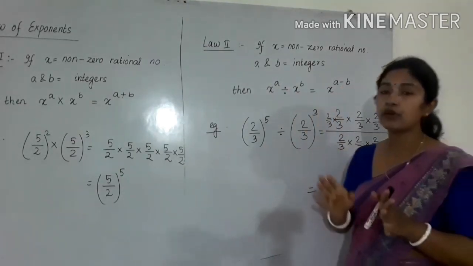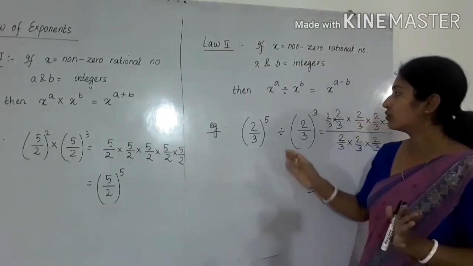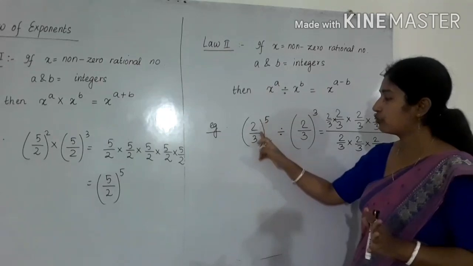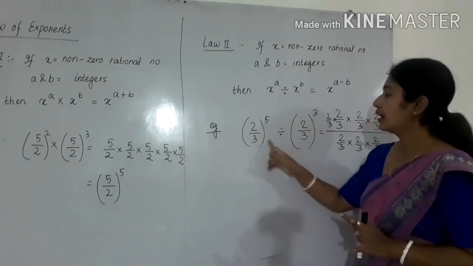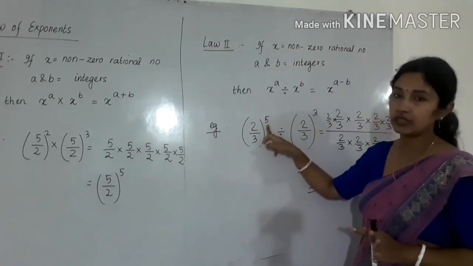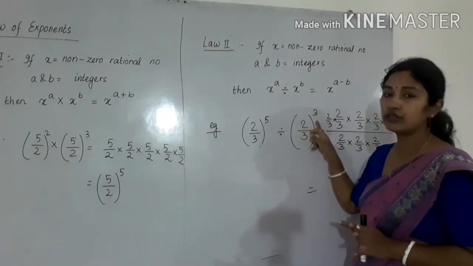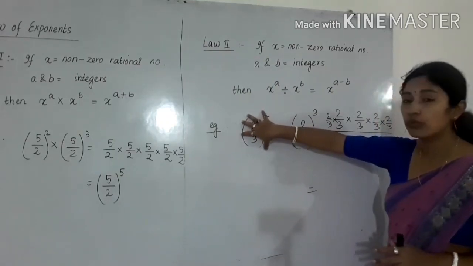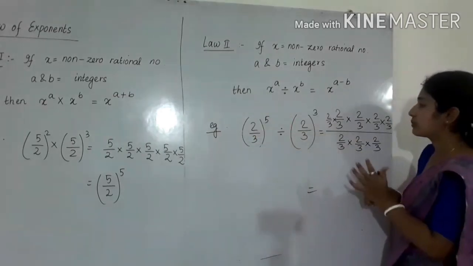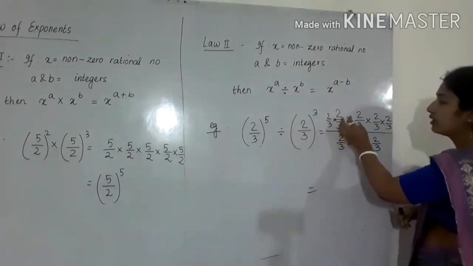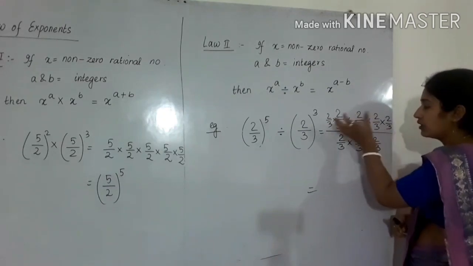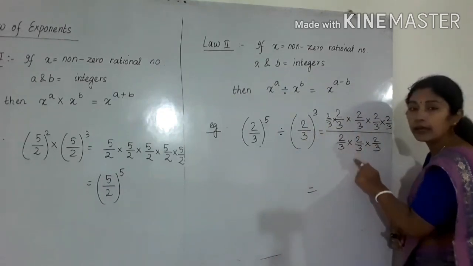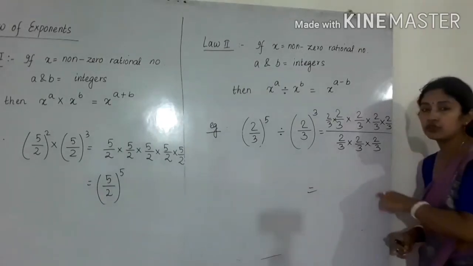See in the example what is happening. The base is the same, so I have taken 2 by 3 in both. In the power I have taken 5 first, but in the second case I have written 3. If we expand, this is the numerator part, so I expand the numerator: I have to write 2 by 3 five times, whole divided by 2 by 3, which I have to write three times. So here I have written it 3 times.